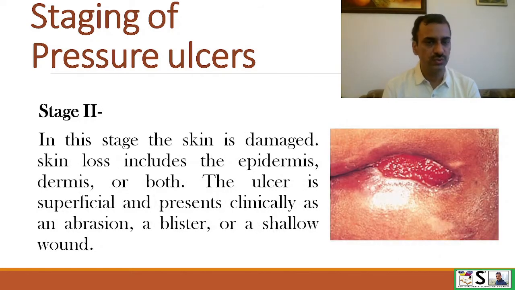In stage 2, the skin is damaged. Skin loss is there, which may include both epidermis and dermis. The ulcer is superficial and presents clinically as an abrasion, blister or a shallow wound.